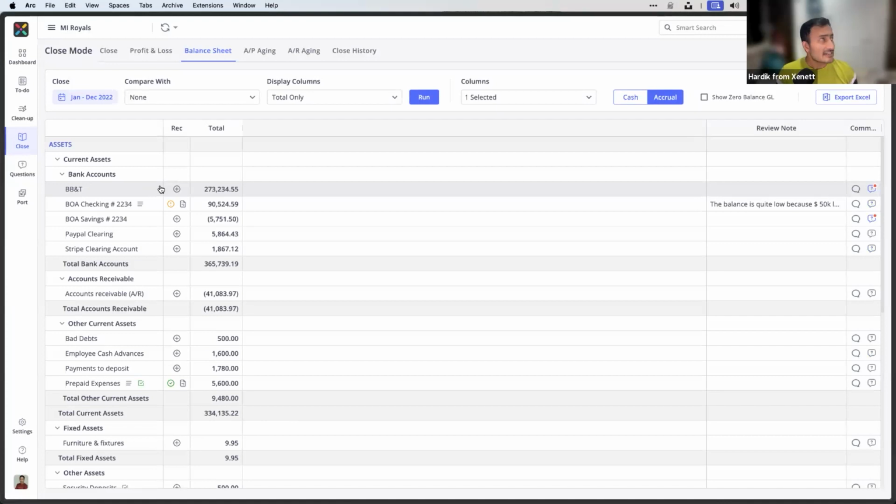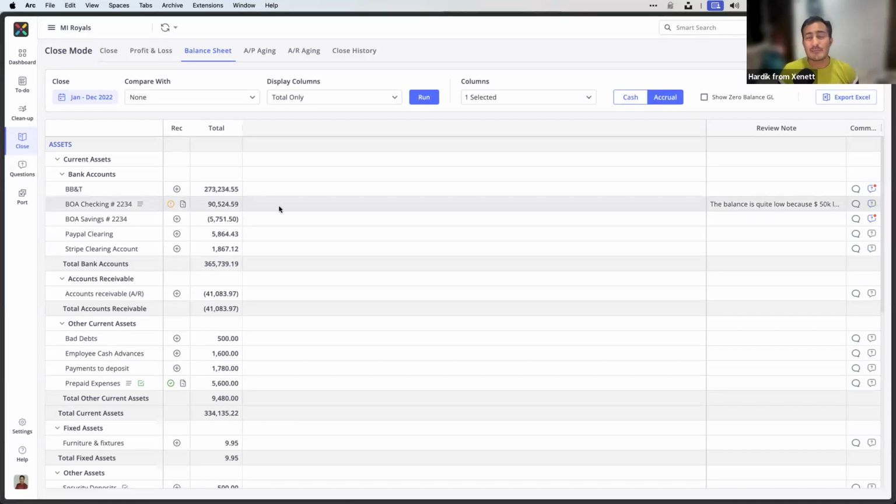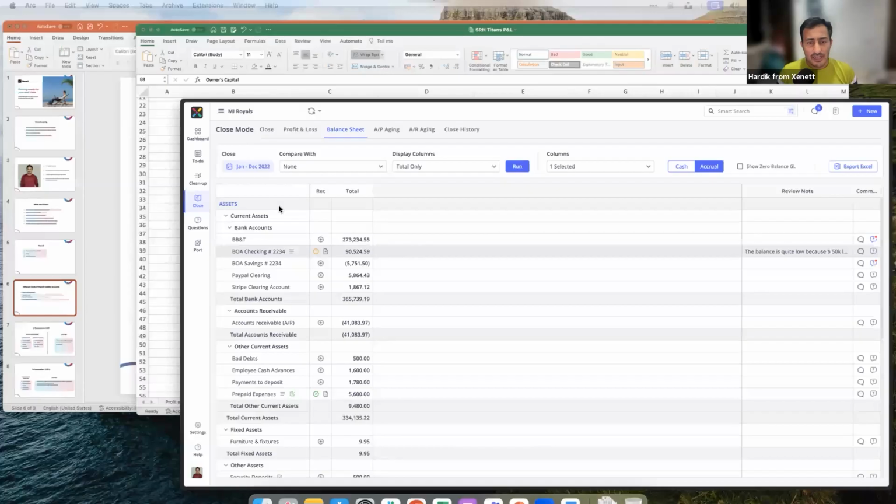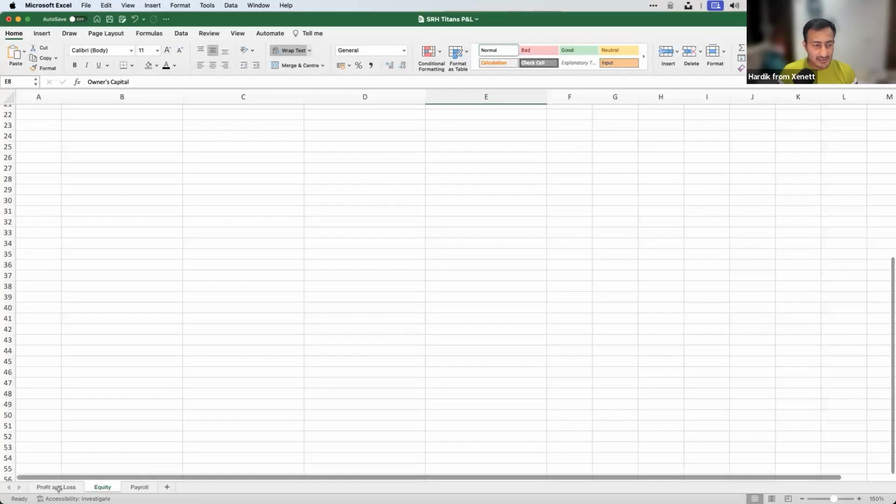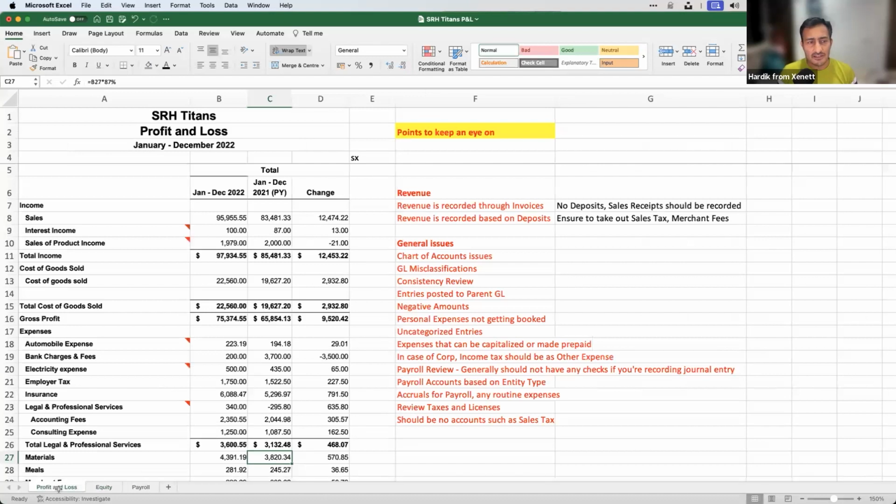Now, let us talk about what to keep an eye on when we review the profit and loss accounts, okay? I do have some information in Excel. I thought it would be easier to put it this way, so we can look at the profit and loss and also at the points to keep an eye on, right?